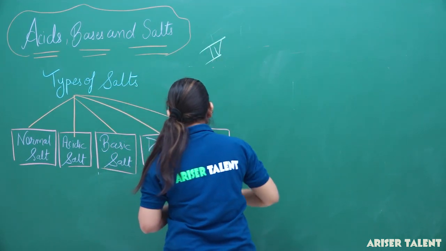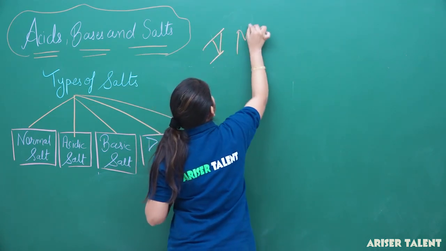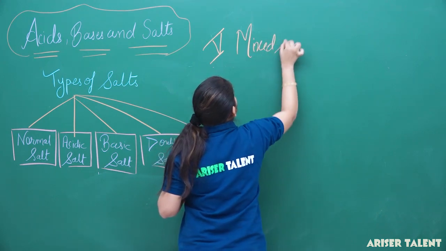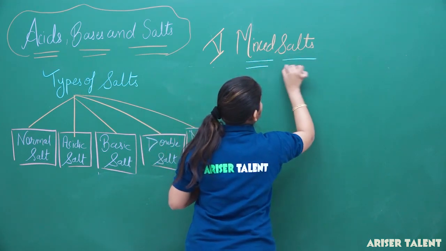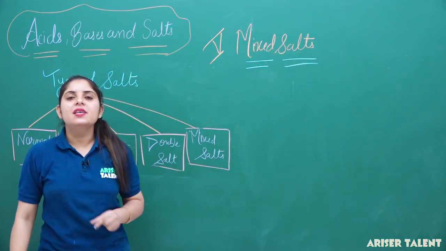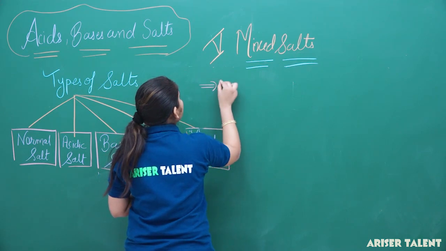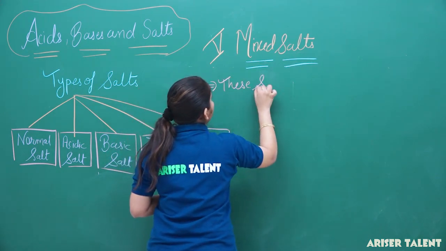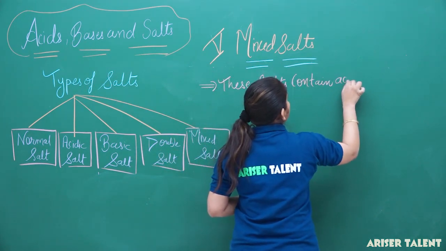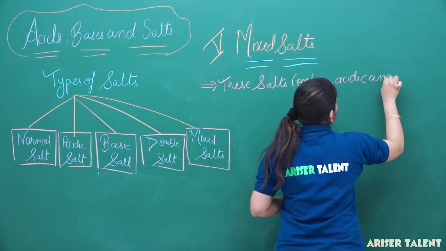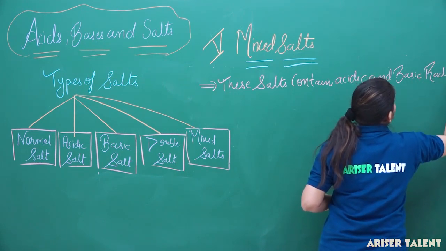So our next category will be, that is our fifth category, and the fifth category is mixed salts. As the name indicates, mixed salts contain acidic and the basic radical in the solution. So what will happen in this case? These salts contain acidic and basic radicals.